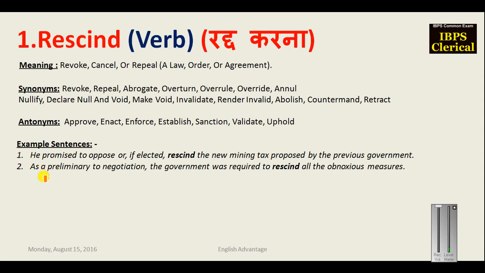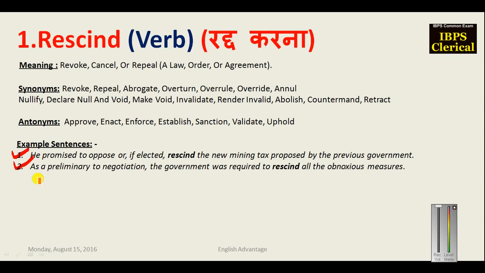Now let us look at the example sentences to clarify things. He promised to oppose or, if elected, rescind the new mining tax proposed by the previous government. One more example sentence: as a preliminary to negotiation, the government was required to rescind all the obnoxious measures. Obnoxious means harmful, or you can say detrimental. Detrimental and obnoxious both mean harmful.